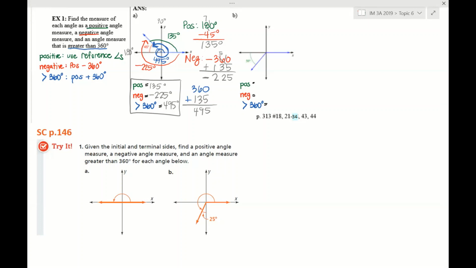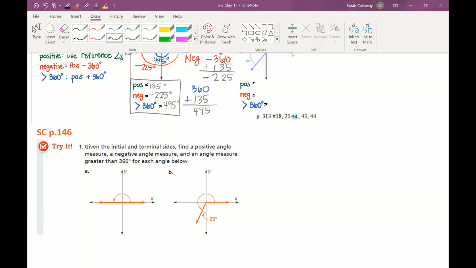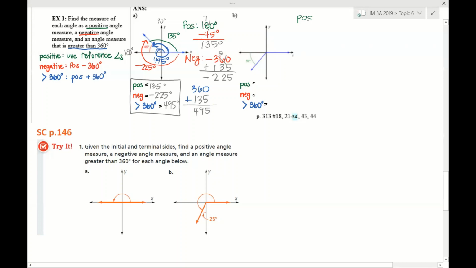So for this last problem, we have a similar picture. So let's go through and find the positive, the negative, and the one that is greater than 360. So again, starting with the positive, let's talk about this more intuitively. The positive angle goes from here to here. So it's this angle where I connect counterclockwise. So this angle would be 90.